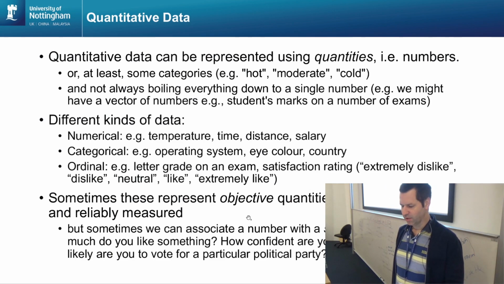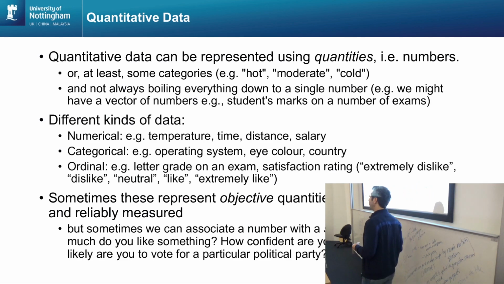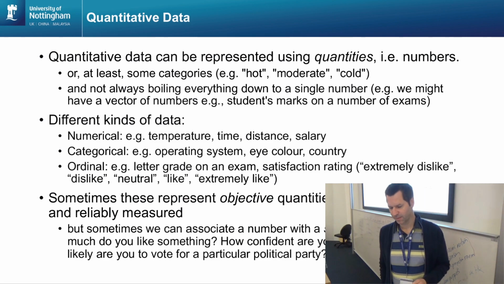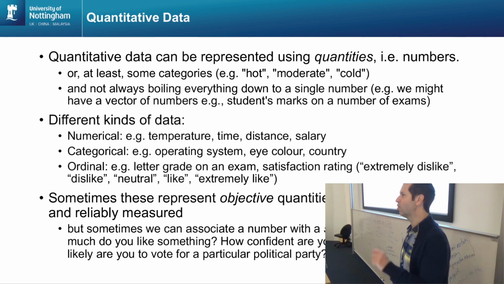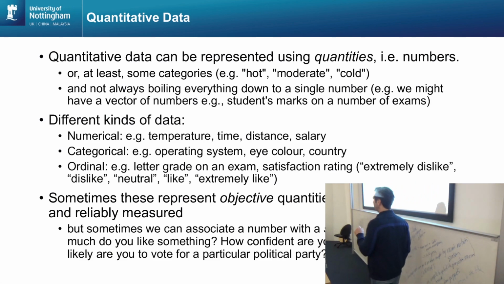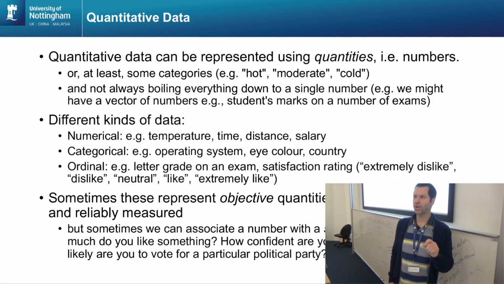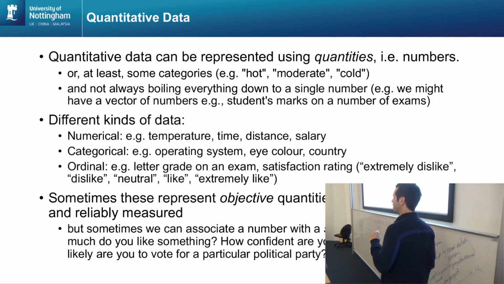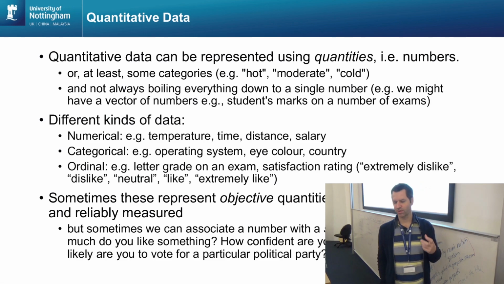And sometimes these are objective quantities. Numerical data is usually thought of as being more objective as opposed to subjective. And sometimes we have subjective quantities, like how confident do you feel about something? How confident are you that you're correct? Or did you like this method better than the previous one? Or did you dislike this method compared to the previous one? So that's more subjective.